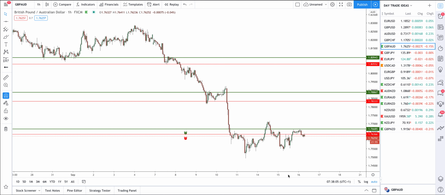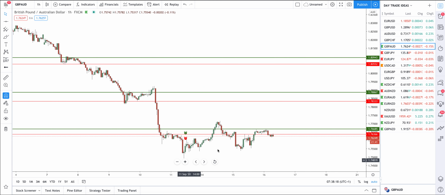So this is a chart of GBP AUD, just to show you again historically how this has played out the last couple of days. Currently I'm already in GBP AUD. Why? Because it has broken and closed below this level. So I'm already in a short on GBP AUD. I entered around 1.7663, thereabout, and I'm in for a short and see what happens.